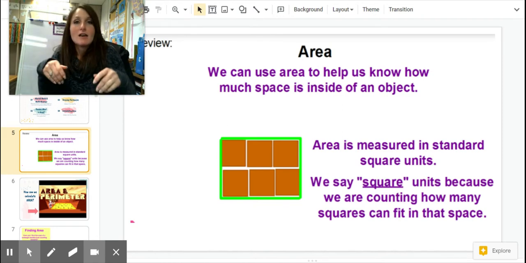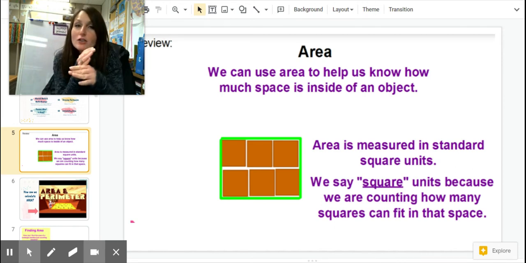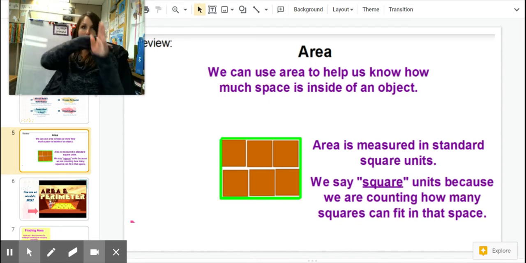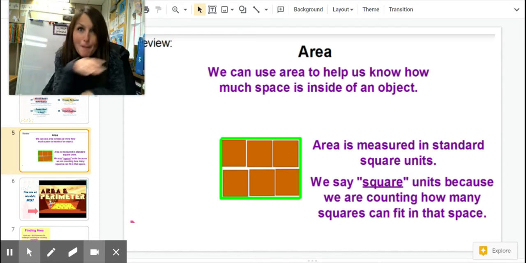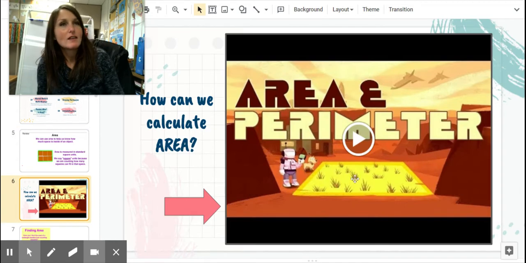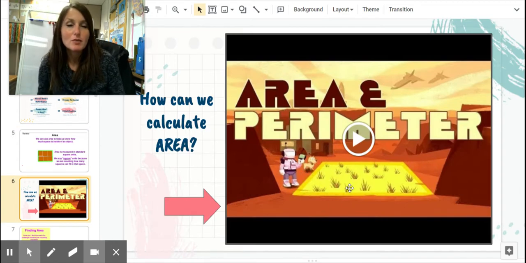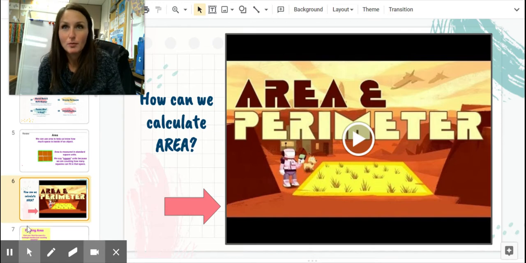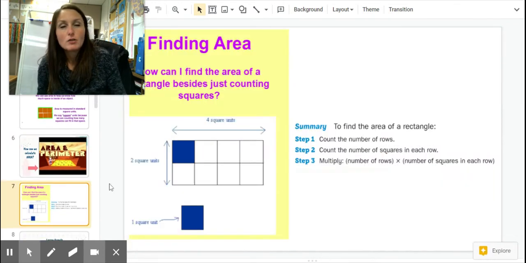And I like to say area, multiply. You're getting your hands closed, showing that it's the inside of it. Perimeter you make big because it's the outside. Perimeter, add. But area, multiply. That's what we're going to be doing. We're going to be multiplying the length times the width. And if you watch this video, it's going to show you how to think about area and perimeter, and how to calculate.